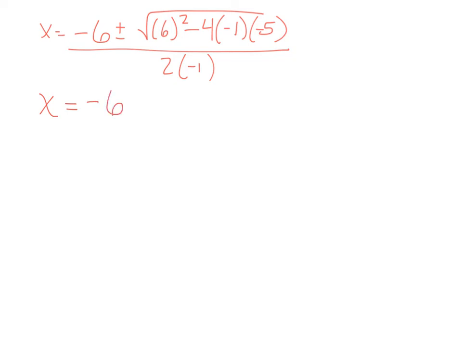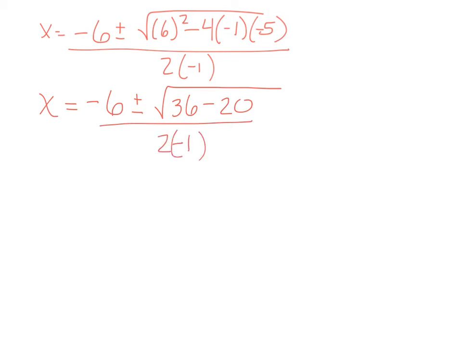The opposite of 6, plus or minus. I'm going to do what's in the parentheses first. 6 squared is 36, minus 4 times negative 1, which is negative 4, times negative 5, that's positive 20, all over 2 times negative 1, which is negative 2.